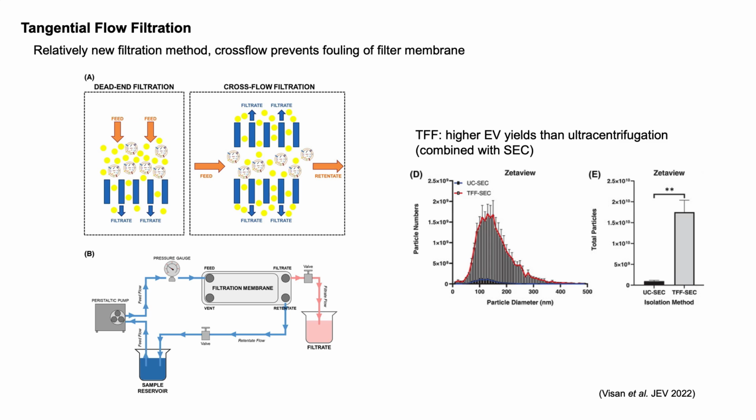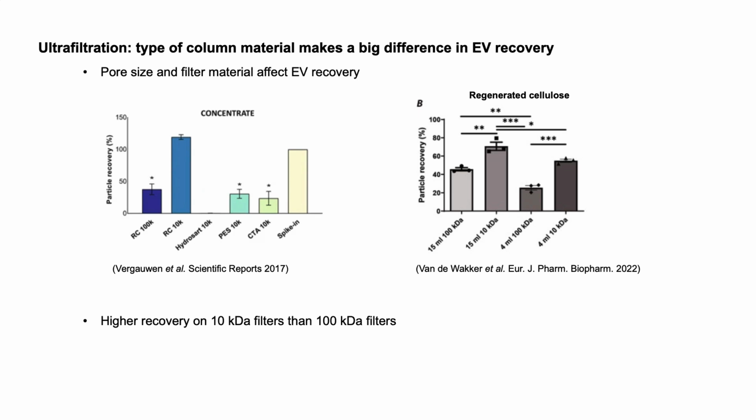And this recent paper by Vizan et al. reports that you get higher EV yields with TFF-based methods compared to ultracentrifugation. So this could be interesting if you want to isolate as many EVs as possible. After that, you will get about 10 to 30 mLs of concentrated EV sub.